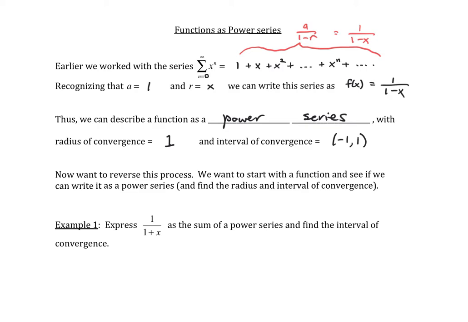So what we want to do is reverse this process. In other words, we want to start with a function and see if we can write it as a power series. We'll also find the radius and interval of convergence of this power series. So really, section 11.9 is all about writing functions as power series. And we're going to essentially learn 3 different techniques. The first technique we're going to learn is called substitution. So let's take a look at example 1. Example 1 would be a great example of what I call a substitution trick.